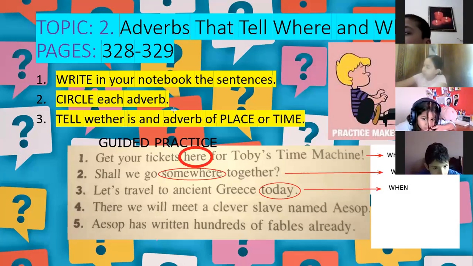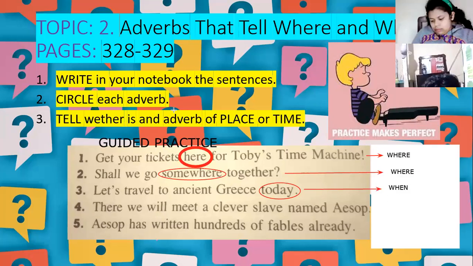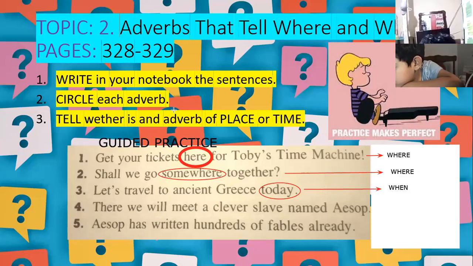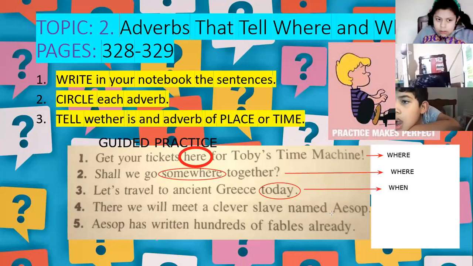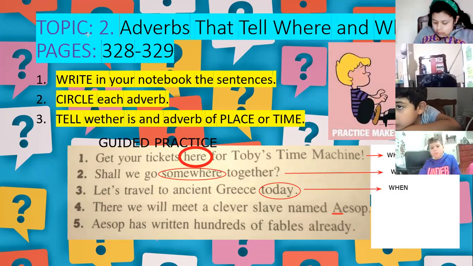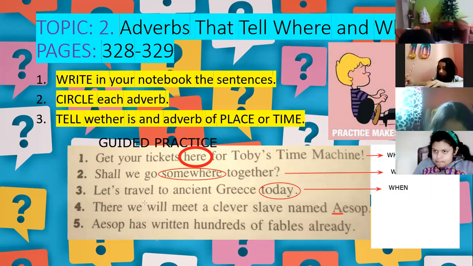Diego, Daniel, Sebastián, Adriana, María, meet Ryan. No. As you see, this one begins with a capital letter, so it means this one is a name. Meet, which one? Meat? No. Slave. Meet is a verb.